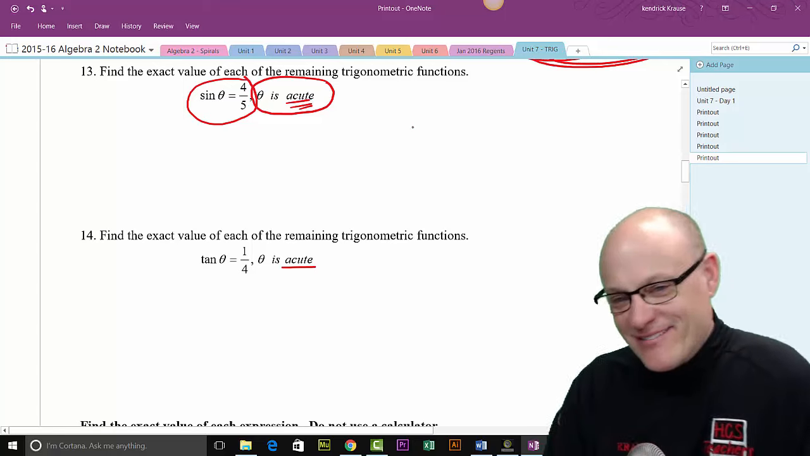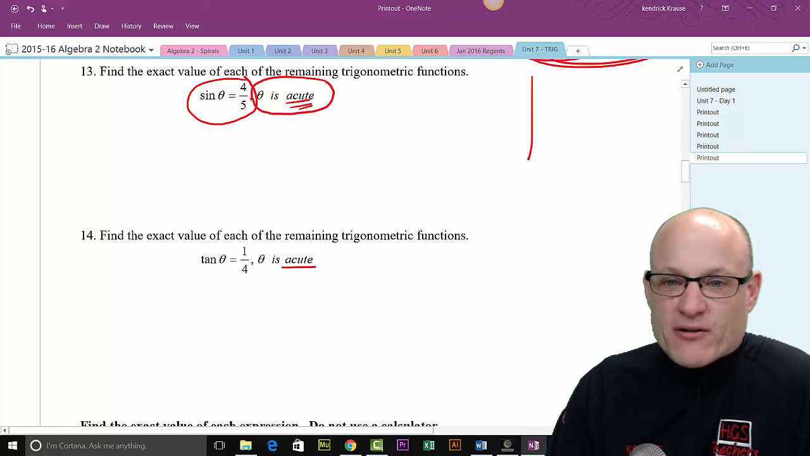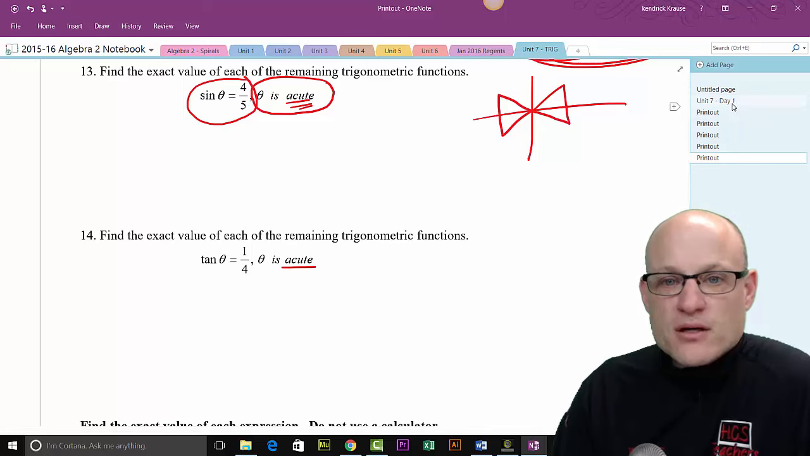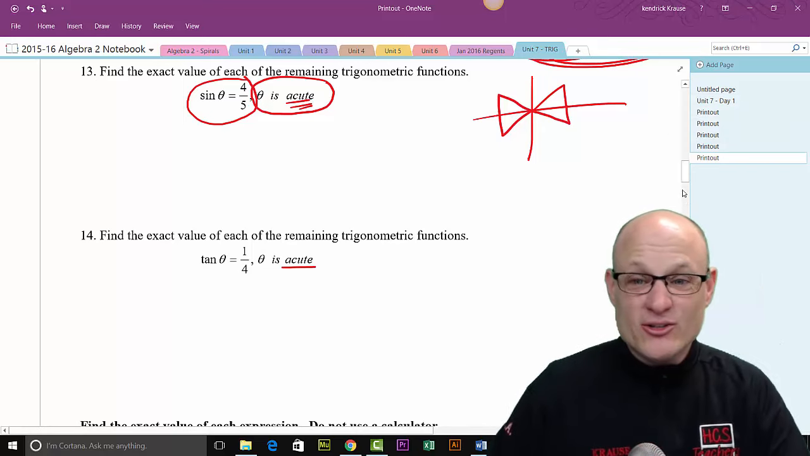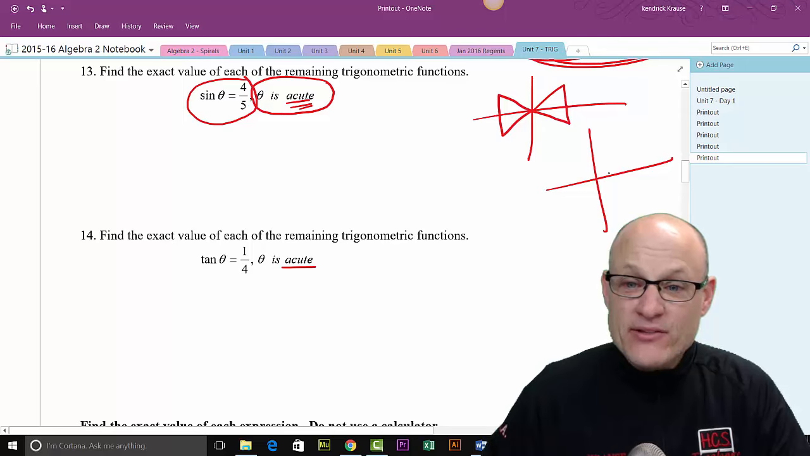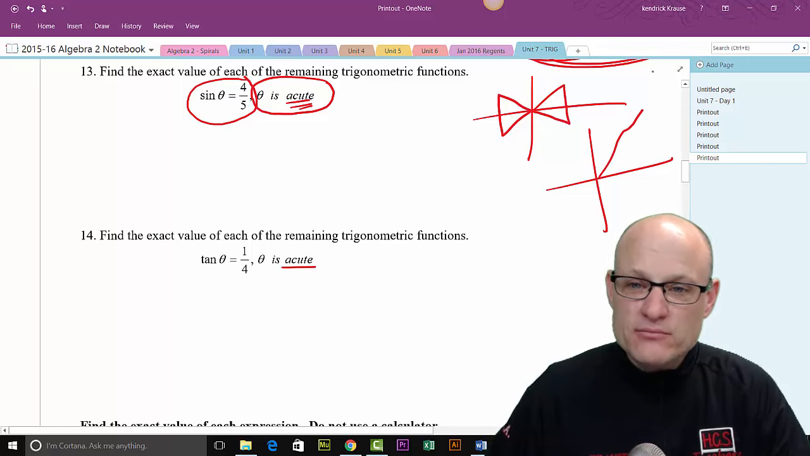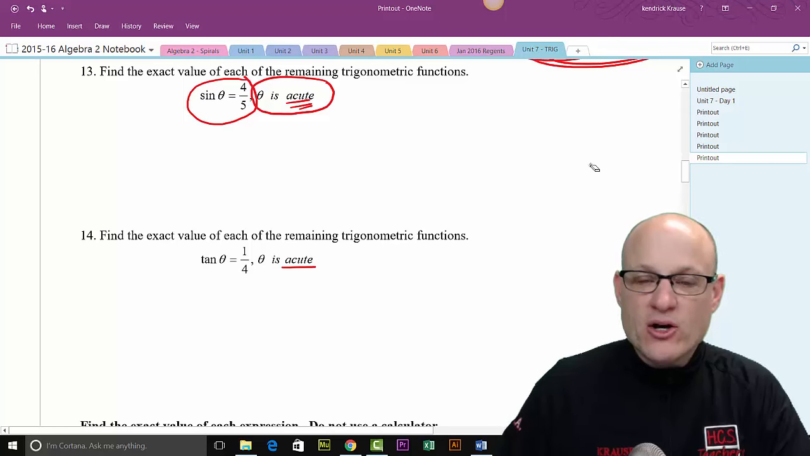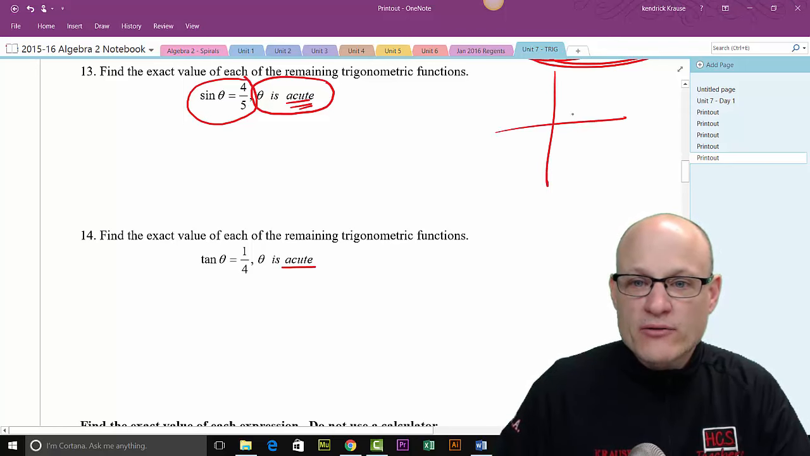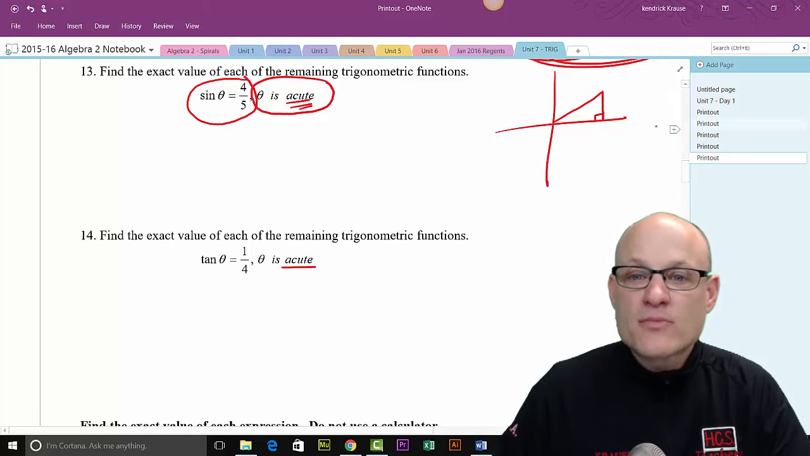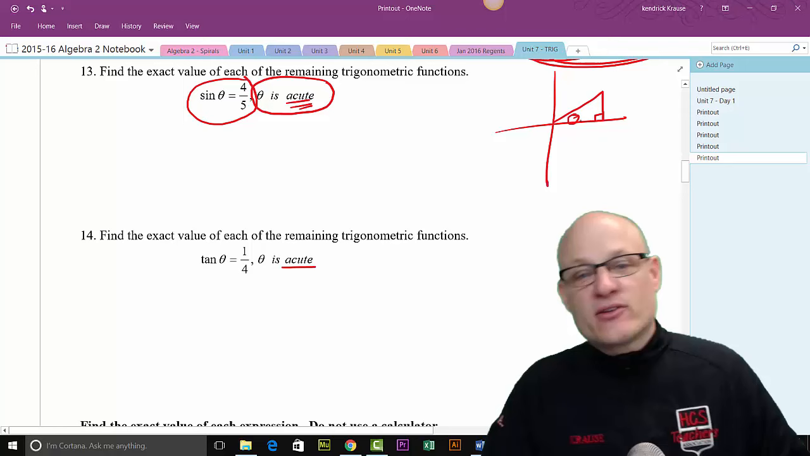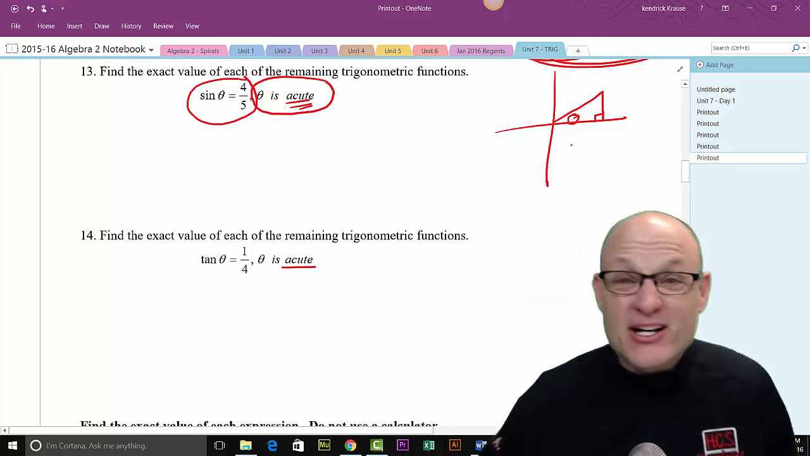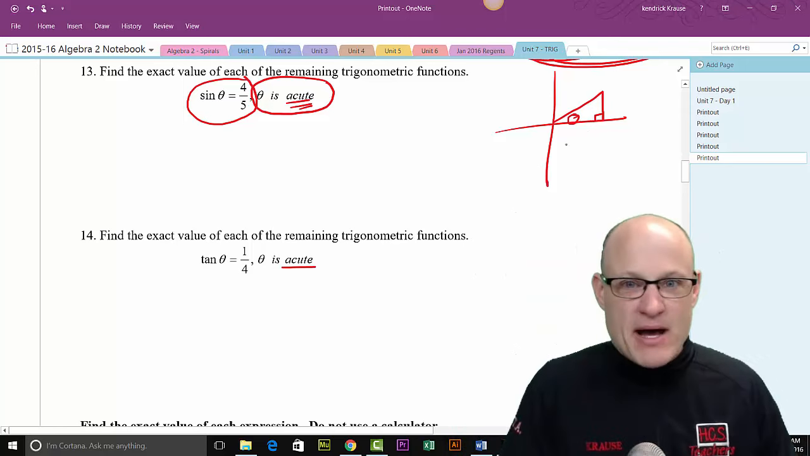So in a cute little angle, we still have to figure out which one of the bow ties we're going to draw. But if it's an acute angle, that means I'm in the first quadrant. Let me get rid of all that. So I know that I'm in the first quadrant because it's an acute angle, so the angle has to be less than 90 degrees. Which is nice because when I'm done, everything's positive.